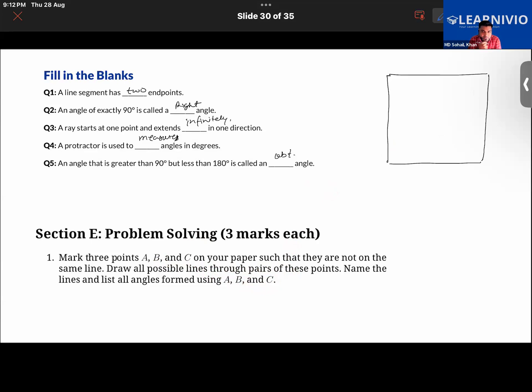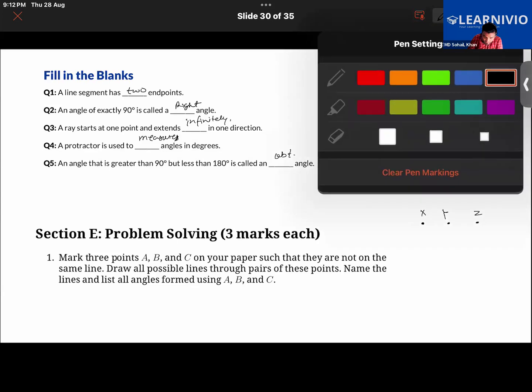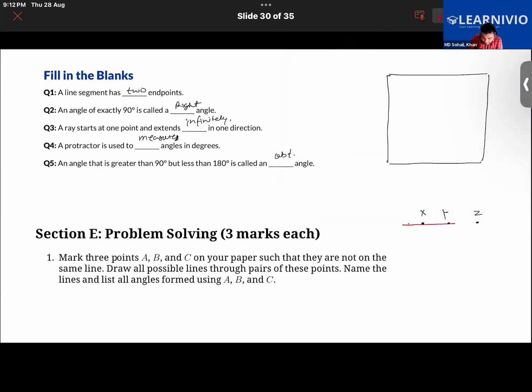Draw all possible lines through pairs of these points. Sir, name the lines. Yes, Khaja? I don't understand the meaning of them not being on the same line. See, what can you say about these 3 points, X, Y, and Z? I can draw a line that will pass through all these 3 points. So these 3 points are on the same line.